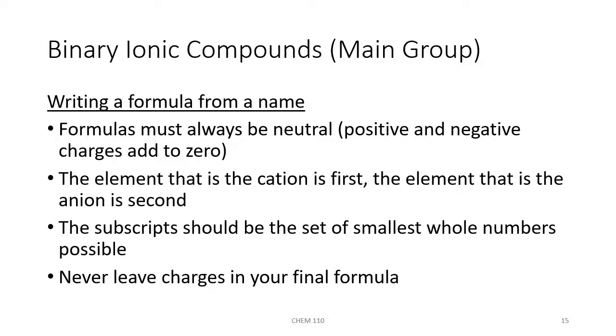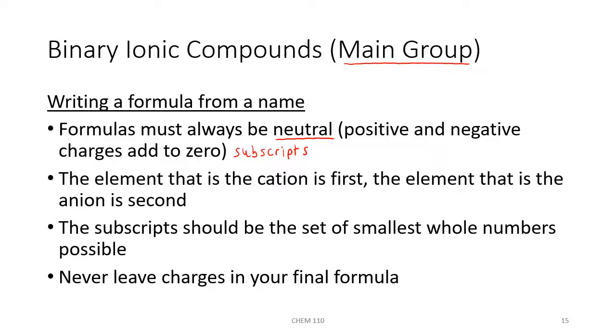Now we're going to work backwards, writing a chemical formula from a name. And we're still just looking at main group or representative elements and doing binary ionic compounds. First and foremost, the formulas that we write must always be neutral. That means that the sum of the positive and negative charges must add to 0. This will determine the number of subscripts that we need for a given element.